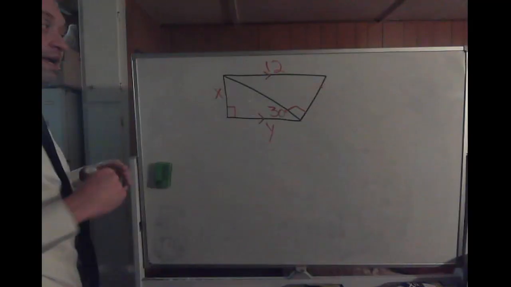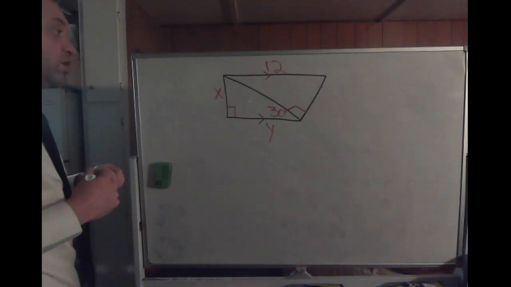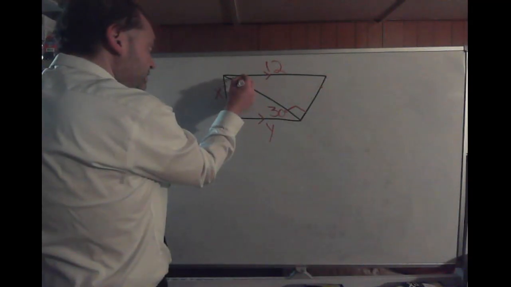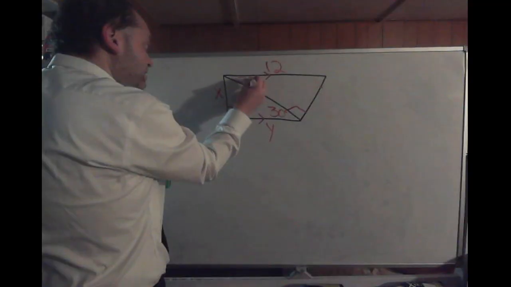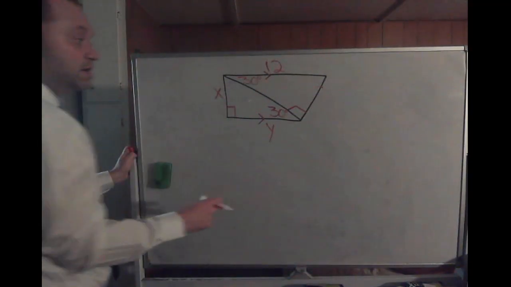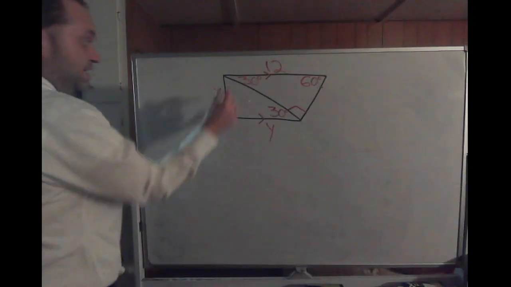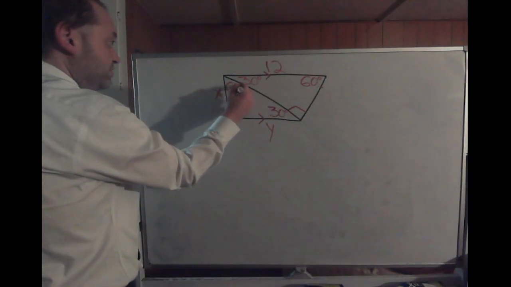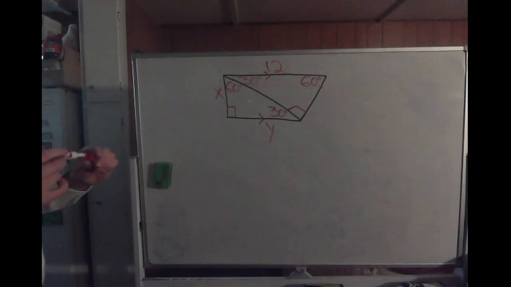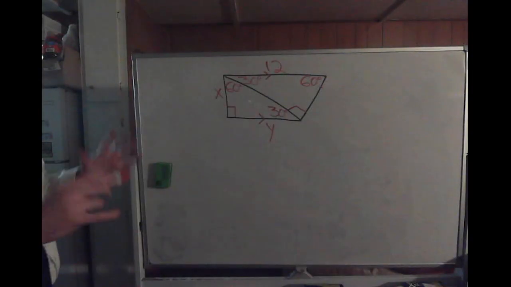What do we know about angles and parallel lines? That alternate interior angles are congruent. So that means this angle here would have to be 30, which all that would leave for this one here is 60. Which means then this angle right here would also have to be 60. Okay, so now we found our missing angles. That really helps us.